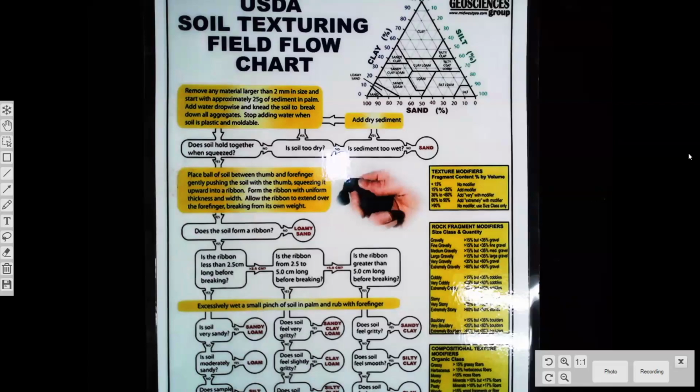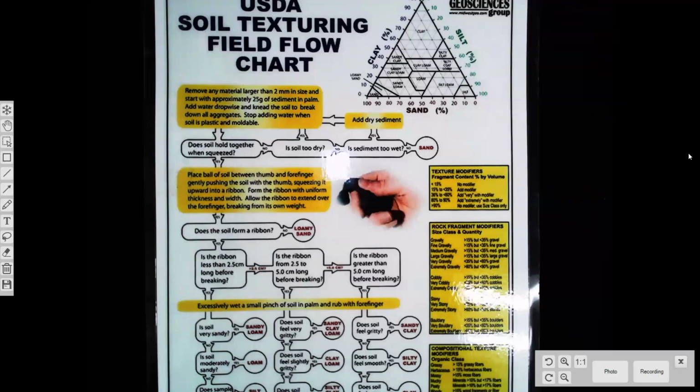Also, when you start texturing, just getting the feel of how much resistance, that's something to pay attention to as you push. Is it fairly easy to push through and make a ribbon? Then you're not going to have as much clay content as one that's really, you're giving your thumb a workout trying to push it. You can feel that there's a lot of resistance there, a lot of material that you have to work through. So anyway, if you have a flow chart like this, you can sort of follow along.